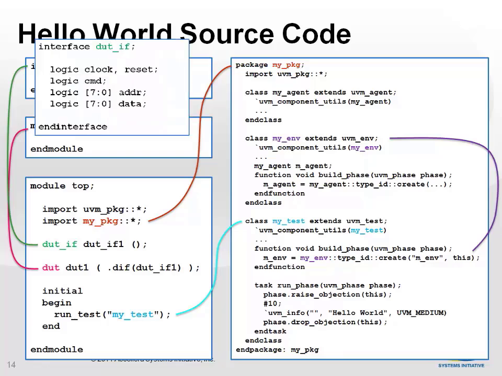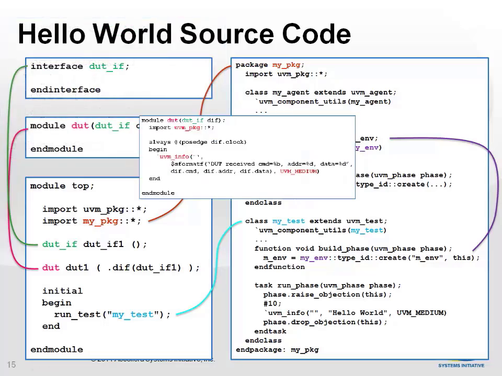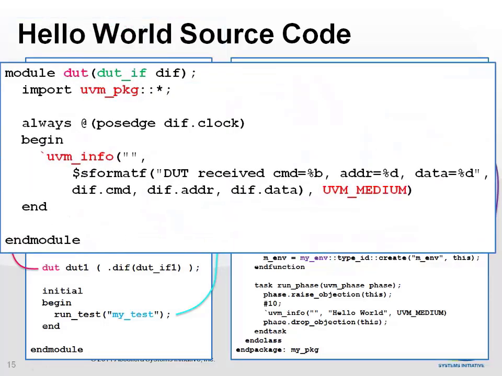So we're going to have an interface. The interface is going to contain all of the pins that are used to connect to a particular interface on the design under test. So stuff like clocks and resets, address and data, and so on. Then we'll have the design under test itself. And this is just a Hello World example. It's not real. So all we're going to do is have our design under test print out a message like Hello World to say, yes, I've just received some stimulus.